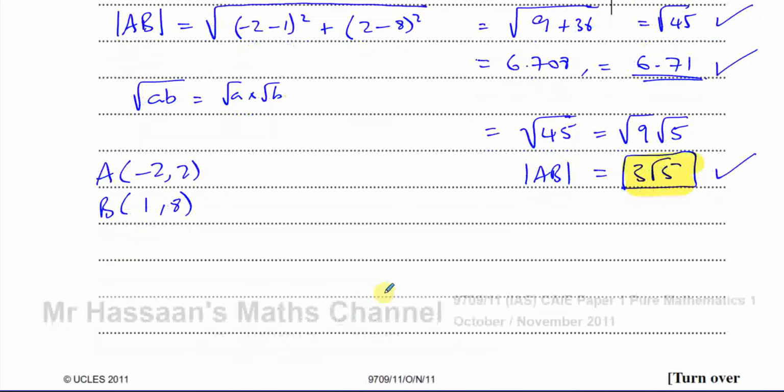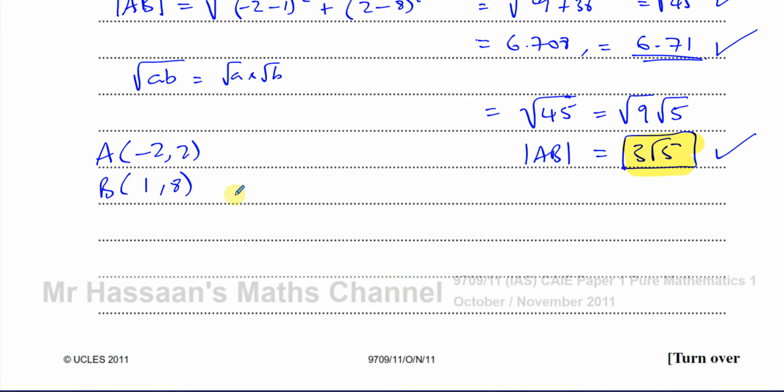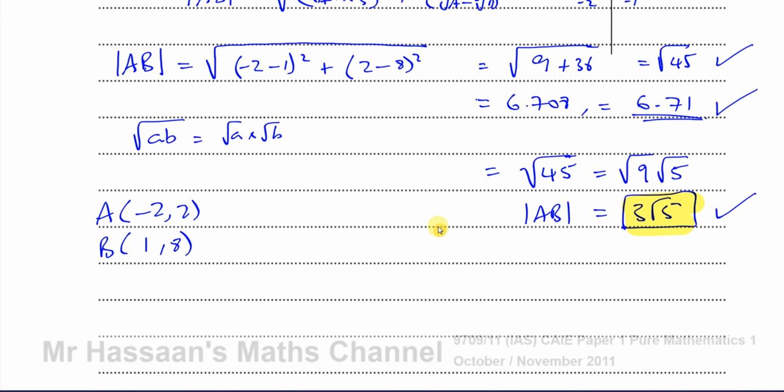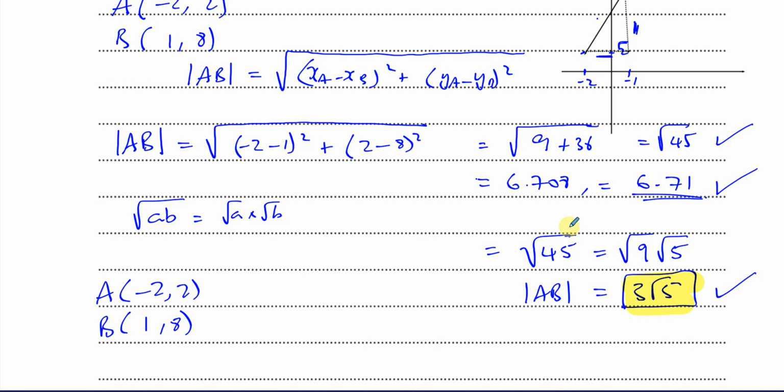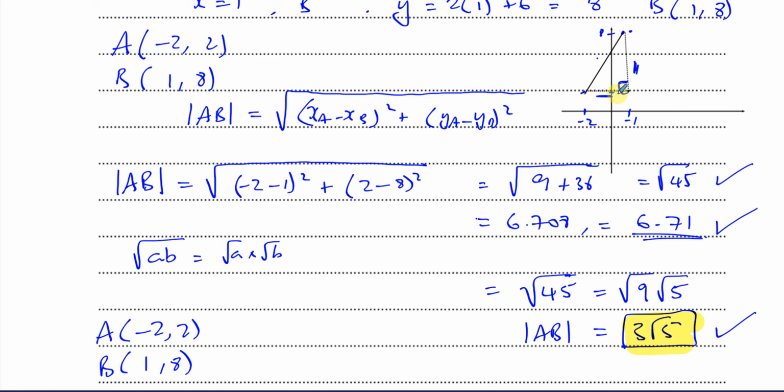Now the midpoint between 2 points is basically the average of the x coordinates and the average of the y coordinates. So it's exactly halfway between these two and exactly halfway between those two, somewhere over there. That will be the midpoint: halfway between these 2 points, halfway between the x values, halfway between the y values.